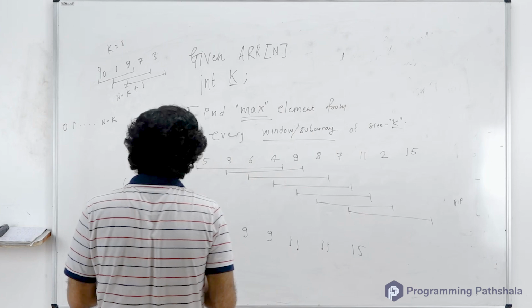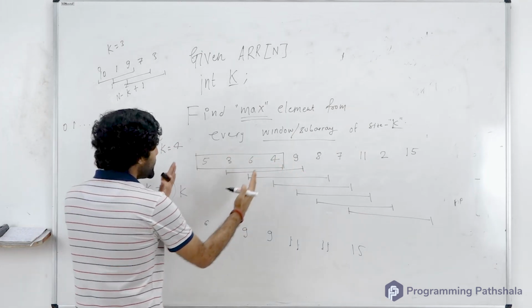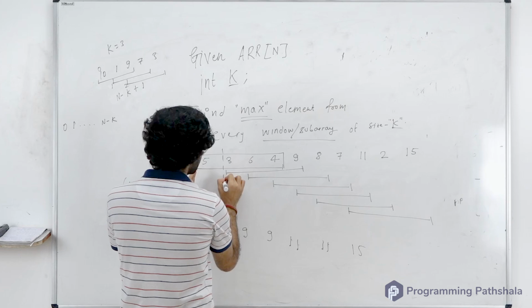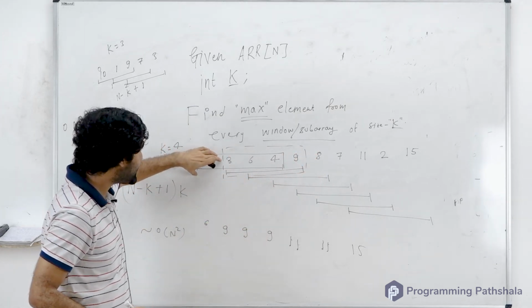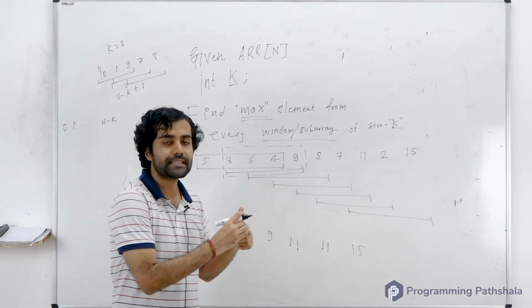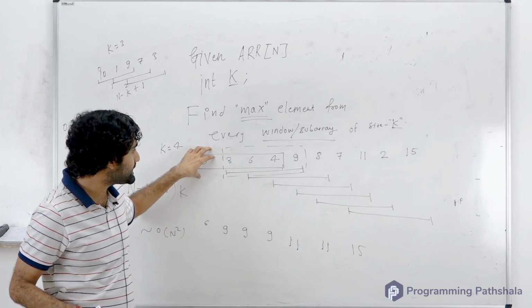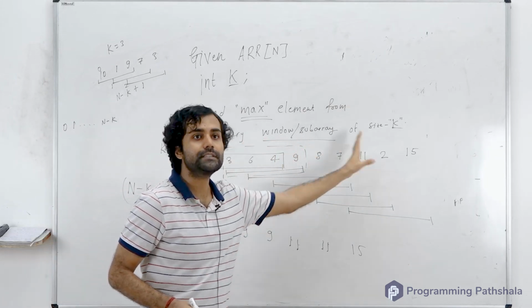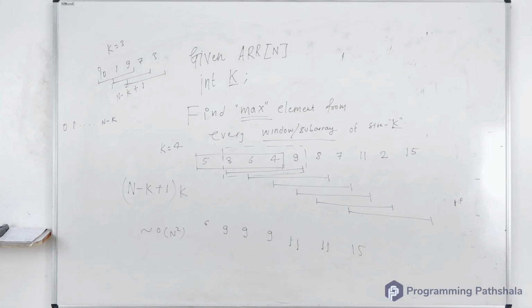Because what you were doing, you were considering every window of size k. Whenever you were moving a window, only a few things were changing. The first element of the last window was getting kicked out and the new element was getting in. So your current sum was current sum minus this thing and plus something. So this way you used to do it.